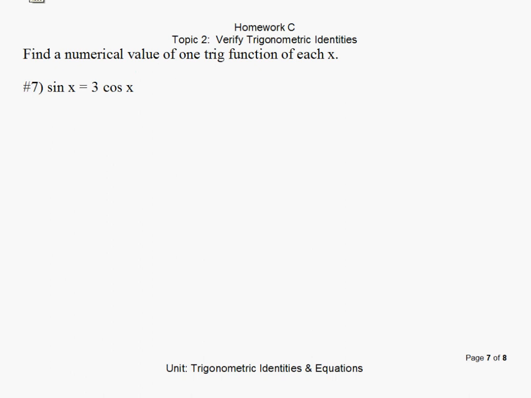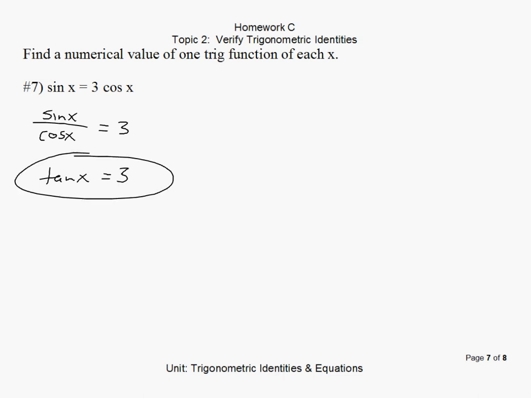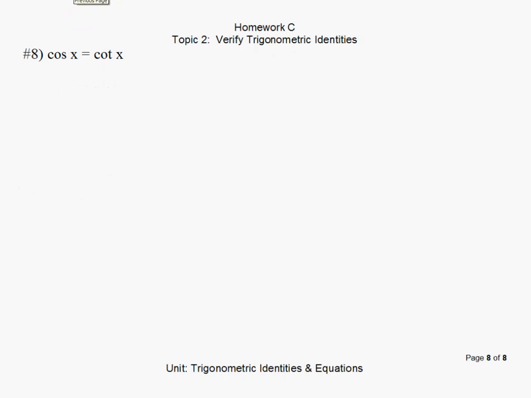Number 7, find a numerical value of one trig function of each x. Your answer is when you have one trig function on one side and a single number on the other. If you divide both sides by cosine here, sine over cosine is tangent, so you get tangent of x is 3. That's one answer. There are 5 other answers that are also correct. Check out the answer key if this is not the answer you got.